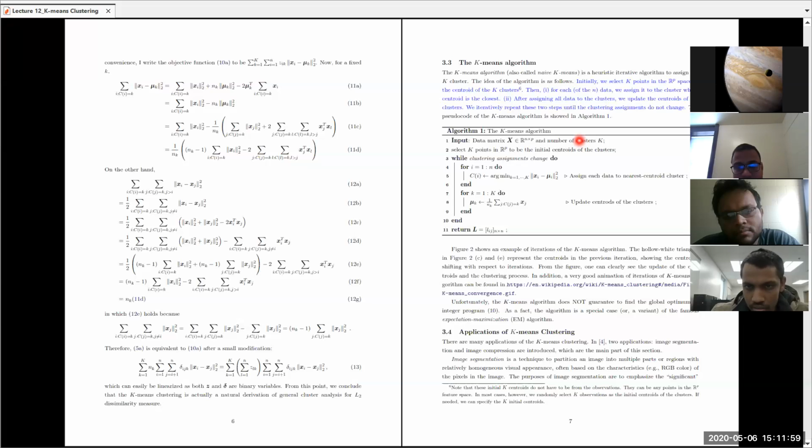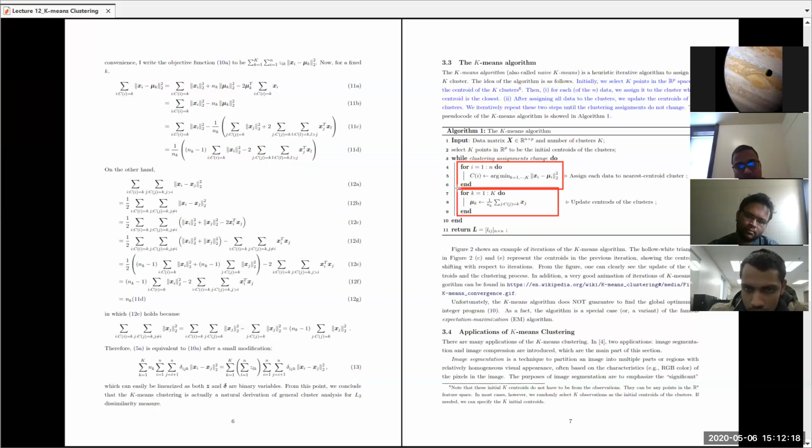No, be careful. This algorithm is not wrong. You need to finish the first for loop. What I mean is this. Look here. You need to finish this, assigning all the data. After assigning all the data, then you update the centroid, rather than putting in one data point and immediately updating the centroid. Otherwise, you may have some problem if you do it that way.